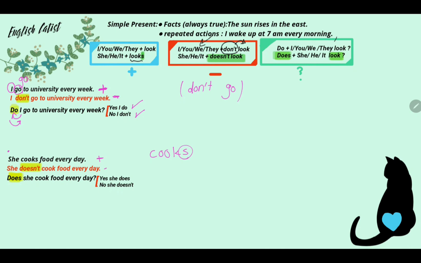For making negative, we need doesn't plus our simple verb. She doesn't cook food every day. And for making a question, we need to replace our auxiliary verb and subject. Does she cook food every day? Again, our verb hasn't got s. Short answers: yes she does, no she doesn't.